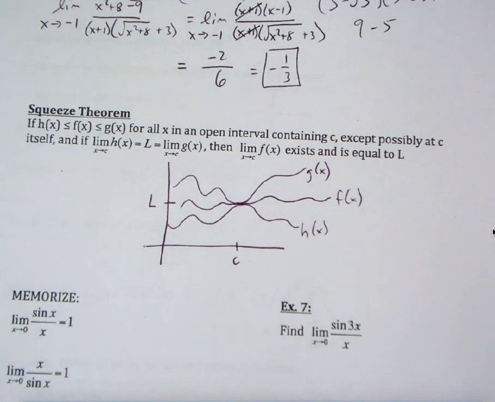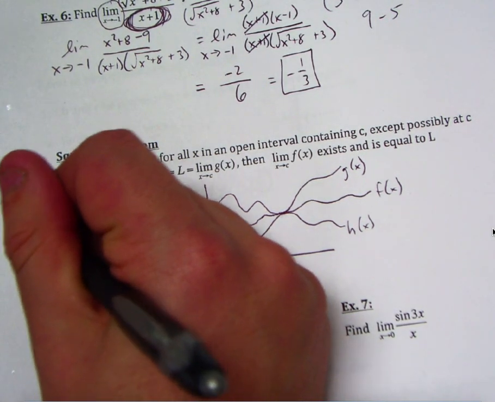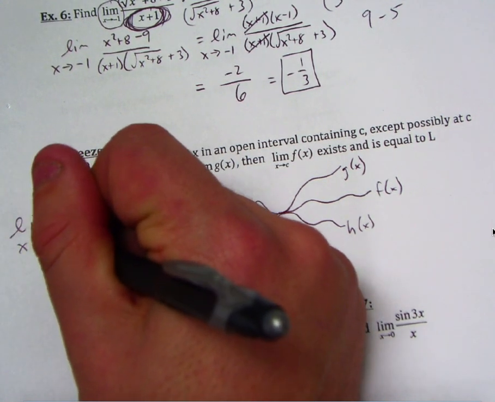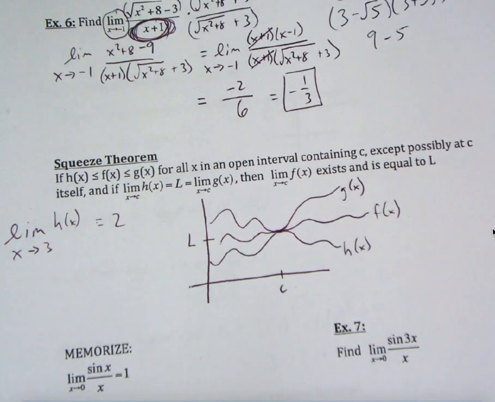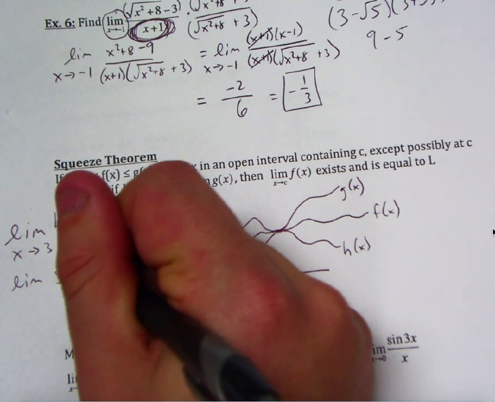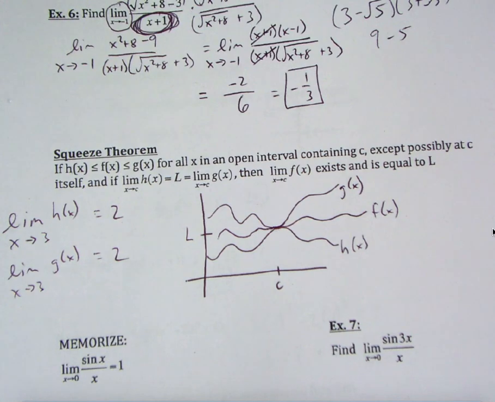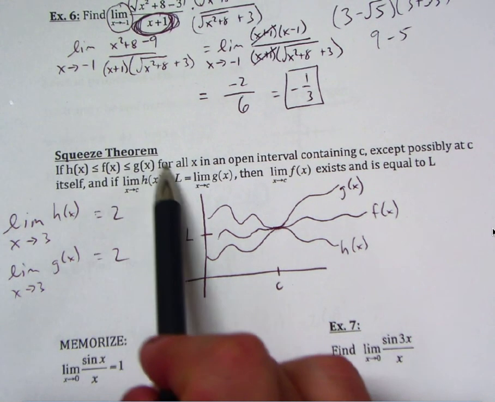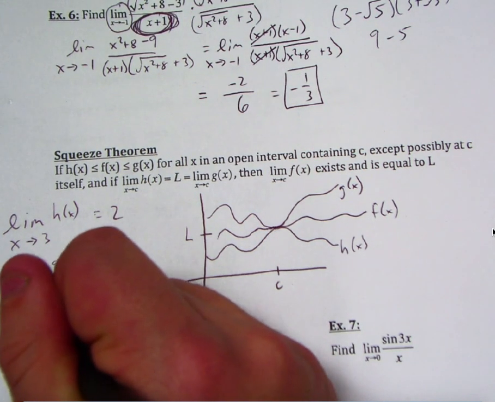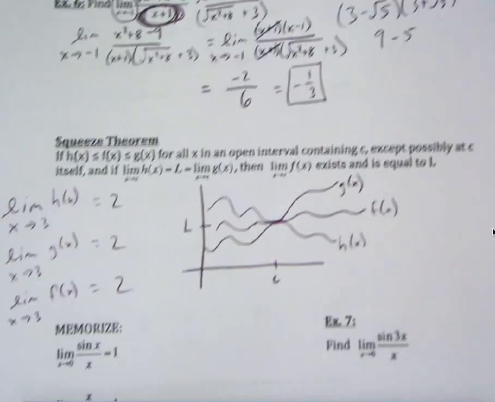To put some numbers in here, let's say the limit of h of x as x approaches 3 equals 2, and the limit of g of x as x approaches 3 equals 2. If you know this to be true, and f is between those two, then the limit as x approaches 3 of f of x has to equal 2. That is the squeeze theorem.